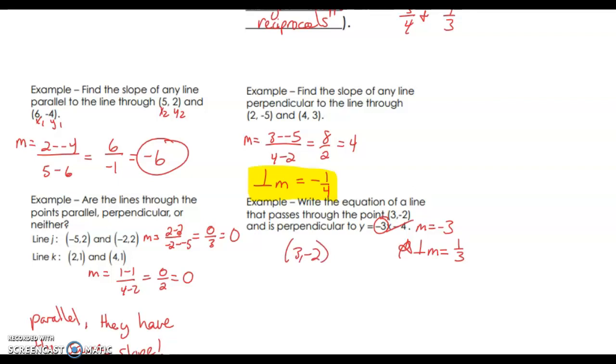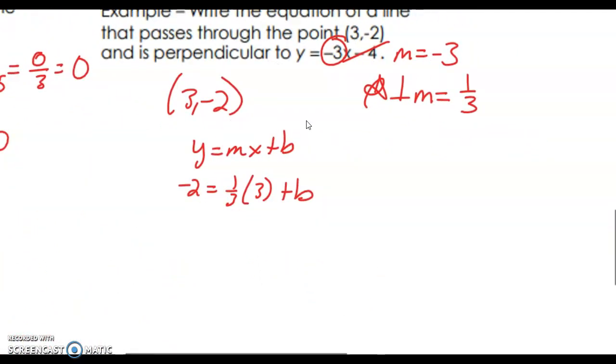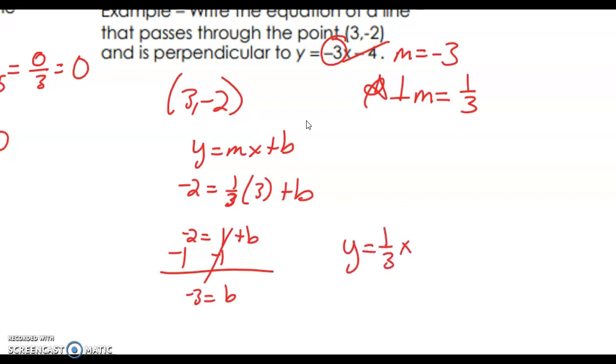So now you use your foldable that we worked on at the beginning of this video. I'm going to go ahead and use slope-intercept, y equals mx plus b. That foldable said substitute in y, m, x, and b. All right, zoom in so you can see this better. So I substituted all those things in. Now it says to solve for b. So 1/3 times 3 is 1, plus b. Subtract the 1 to the other side. You get negative 3 equals b. So our slope's 1/3, and our b, our y-intercept, is negative 3.